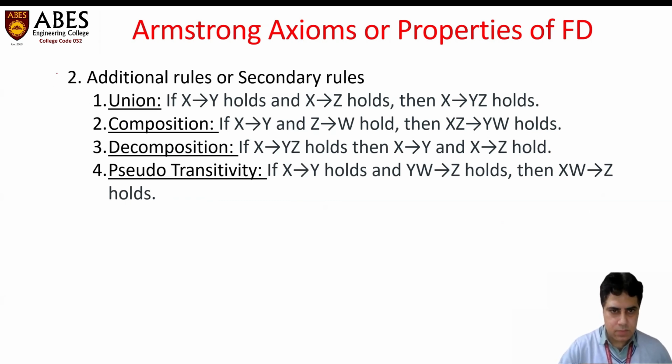Next, the second set of rules are the additional rules, or secondary rules. These are union, composition, decomposition, and pseudo transitivity. The first one is union. If X determines Y holds and X determines Z holds, then the right hand side is combined, so X determines YZ holds. This is also valid. This is through the rule of union.